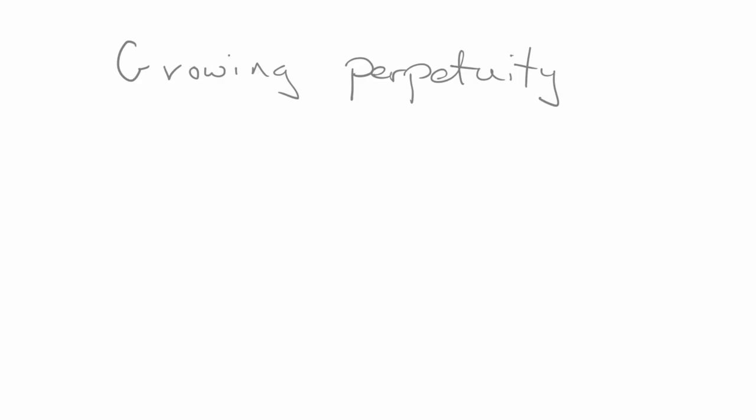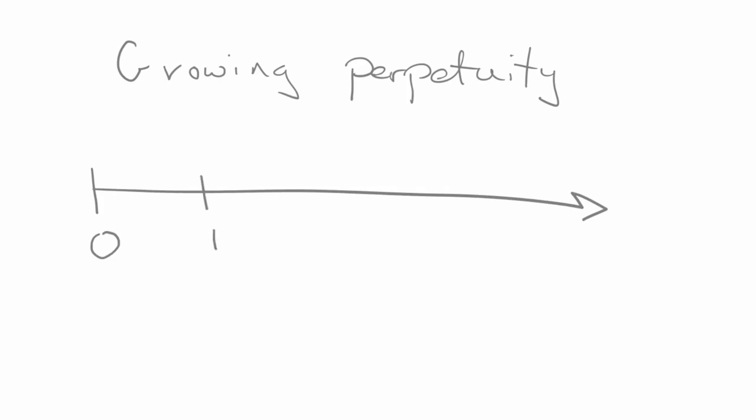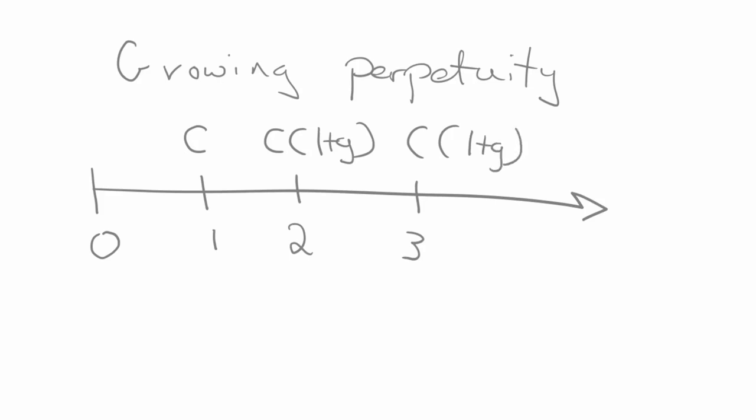So how does this work? Now, when anything gets a little bit complicated, it's very useful to write down a timeline. So for our growing perpetuity, we won't have anything at time 0. At time 1, we will have our cash flow C. At time 2, we'll have our cash flow, but now we're going to grow it up by G. G stands for growth. At time 3, we're going to take our payment and grow it up again. And then we're going to continue this forever.